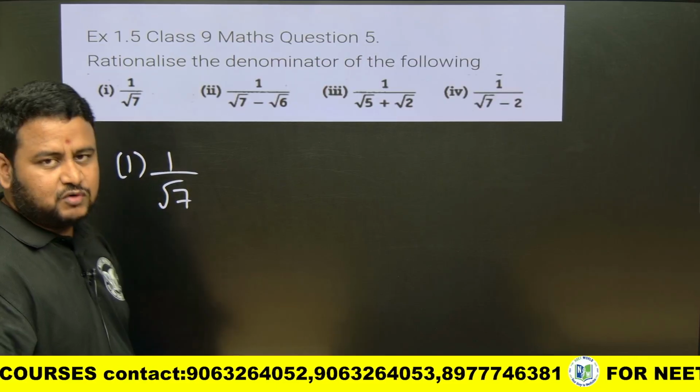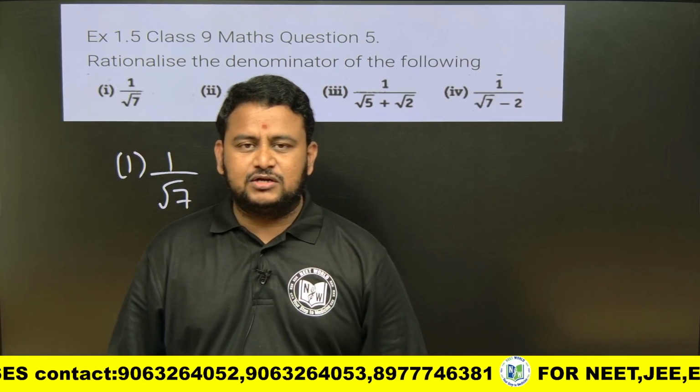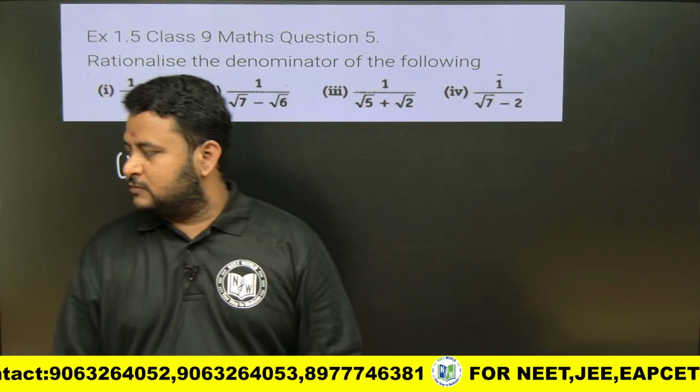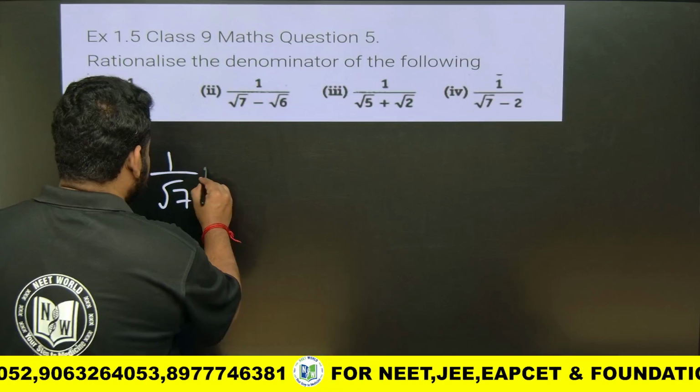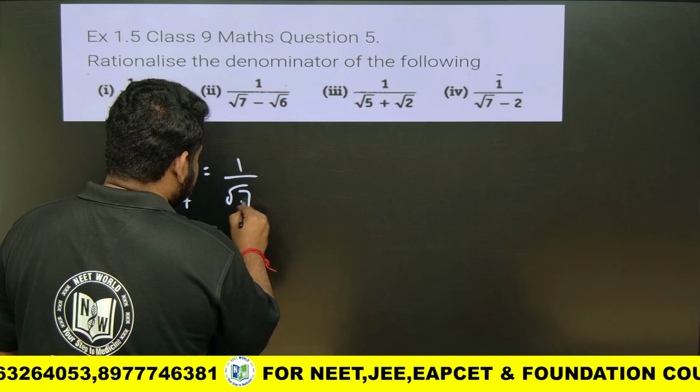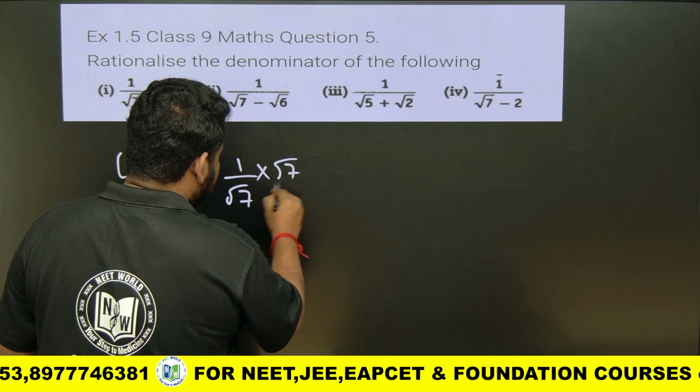To rationalize this, what we have to do? We have to multiply numerator and denominator by the same denominator. This will give us, I should write this as 1 by root 7 into root 7 by root 7.